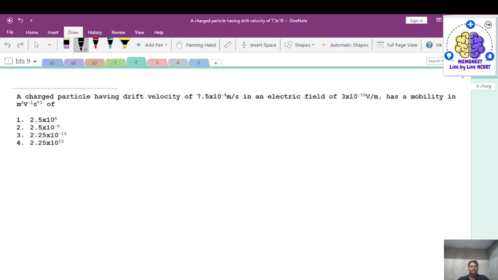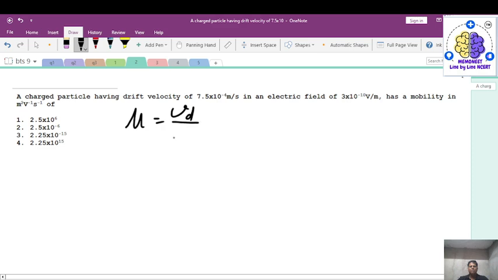It says a charged particle having drift velocity of 7.5 into 10 to the power of minus 4 meter per second in an electric field of 3 into 10 to the power of minus 10 volt per meter has a mobility, in meter square volt inverse second inverse, of. So see, mobility of electron is simply given by drift velocity upon electric field intensity, right?